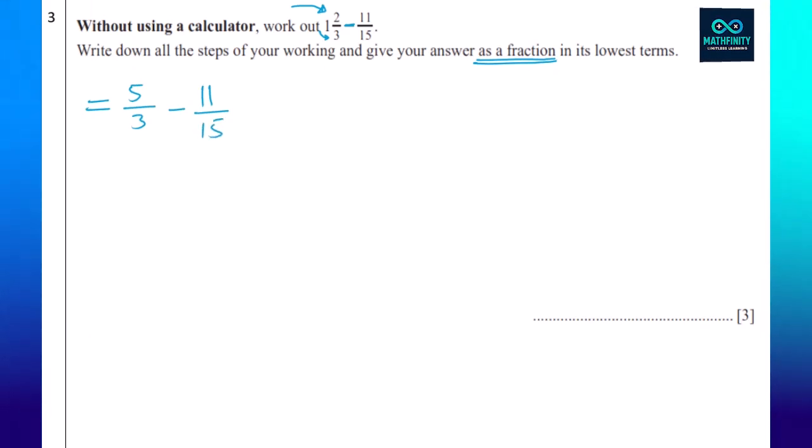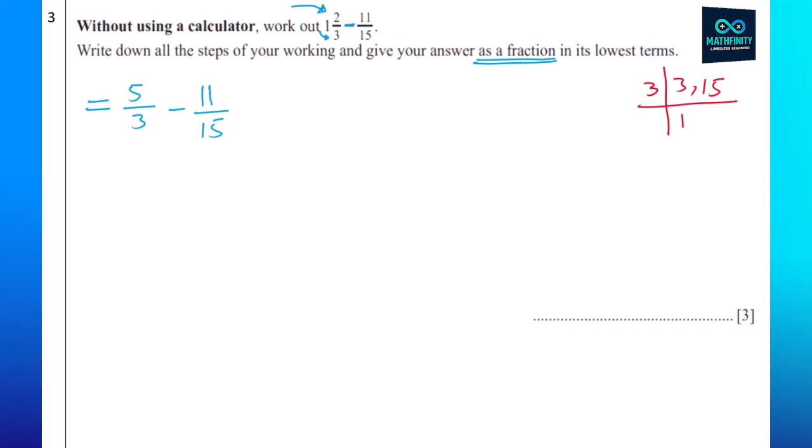As the subtraction sign is between the two fractions, first we have to make the same denominator. To make the same denominator, we have to find out the LCM. Okay, how to find out the LCM? 3 and 15. Both numbers are divisible directly by 3.